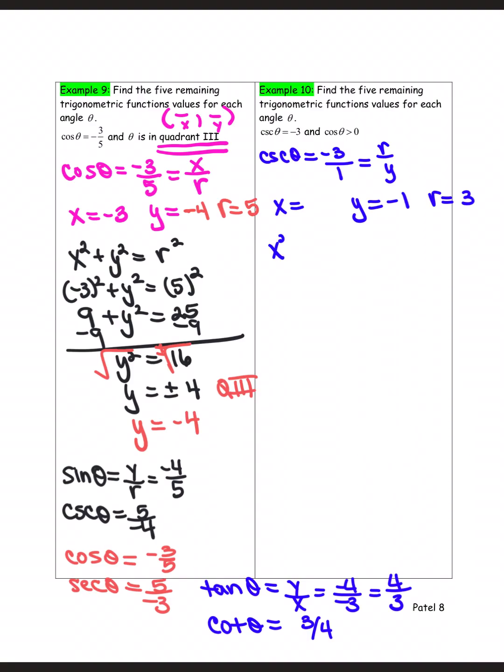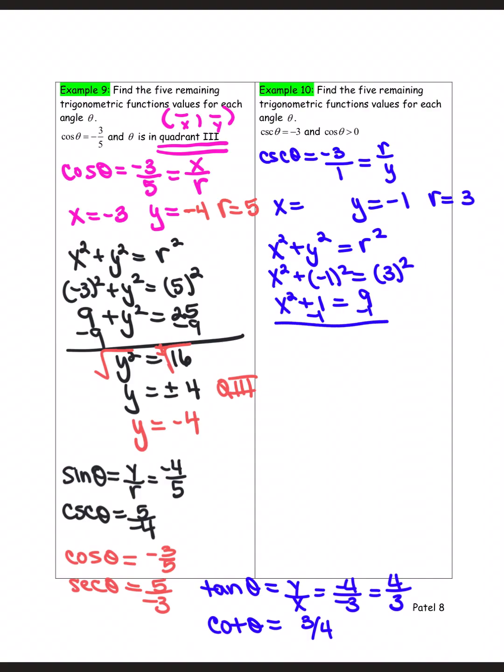So x squared plus y squared is equal to r squared. X squared plus negative 1 squared equals 3 squared. X squared plus 1 equals 9. Take 1 away from both sides. X squared equals 8. And when I take the square root of both sides, it's always plus or minus. So x equals plus or minus square root of 8. Remember, square root of 8 can be broken up into 4 times 2. So square root of 4 is 2. And then we don't know what square root of 2 is, so leave that under the radical.